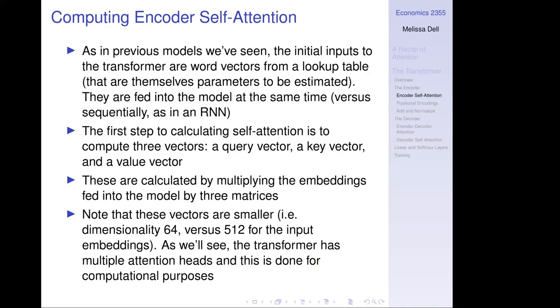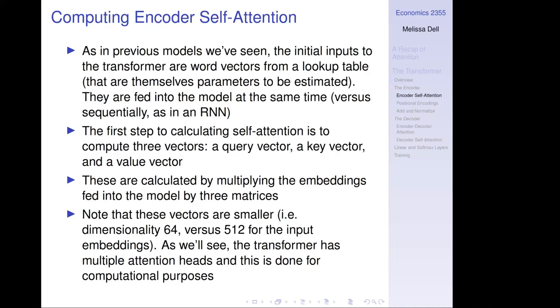And so you have those word vectors for each word that are themselves parameters, and you look those up and feed them into the model. Again, a central thing about this model is that you feed them in at the same time, not sequentially as you would in an RNN. And so the first step to calculating self-attention is to compute 3 different vectors: a query vector, a key vector, and a value vector.